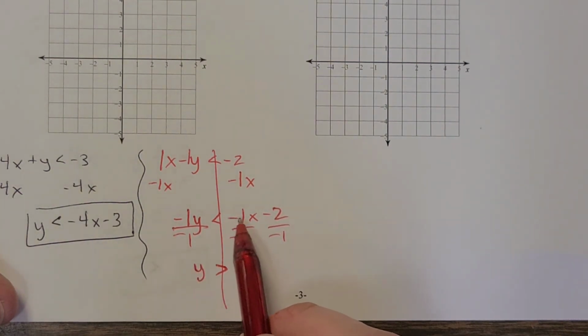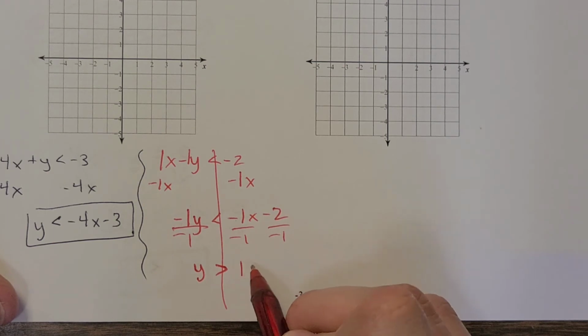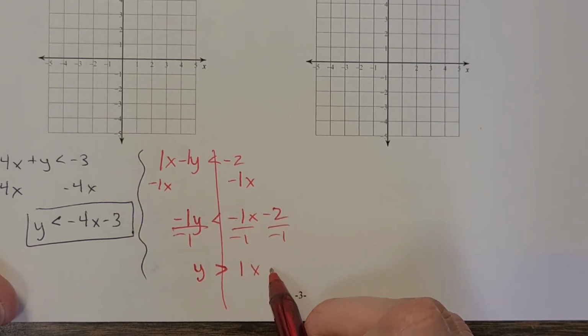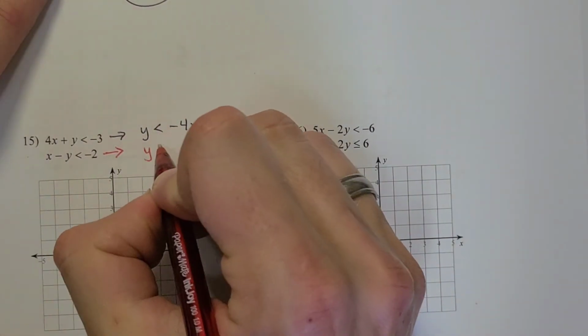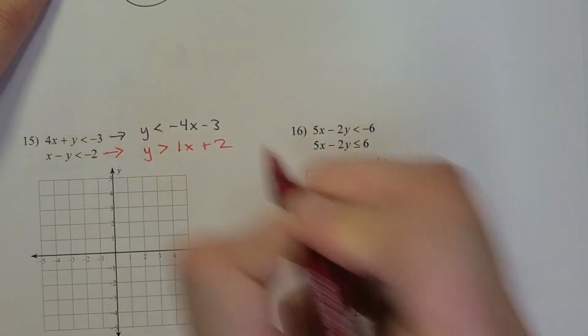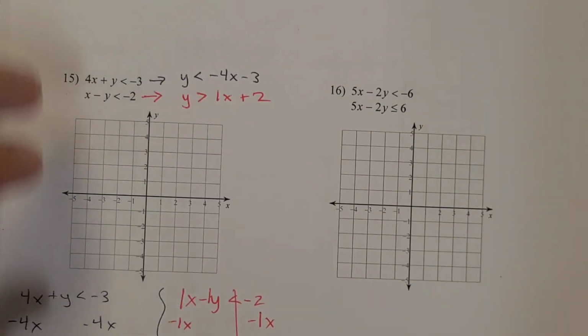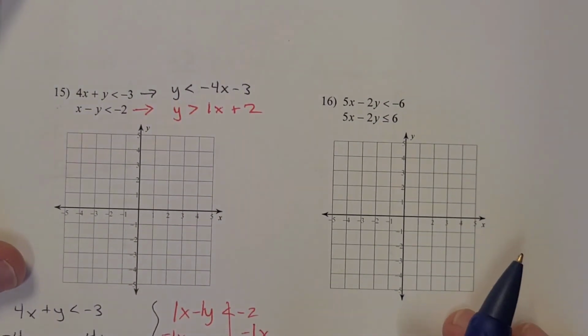Y equals, let's see, negative 1 divided by negative 1 is a positive 1x. Negative 2 divided by negative 1 is a positive 2. And so this is what I'm graphing. Y is greater than 1x plus 2. All right. You know what you're doing? That part can be quick and easy.